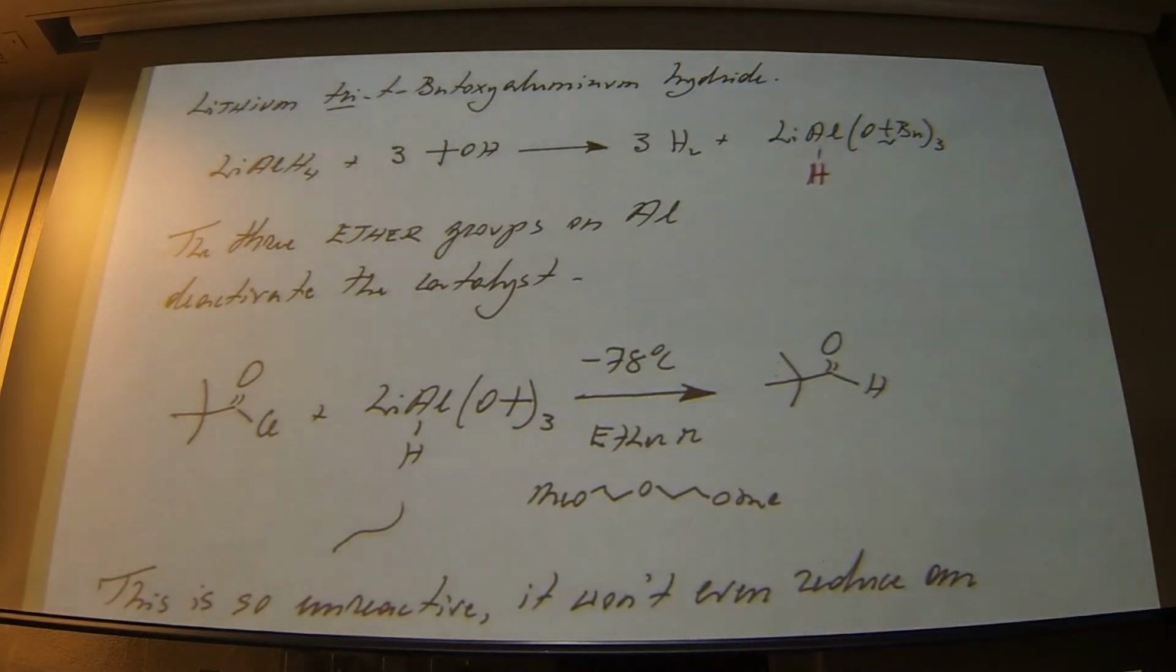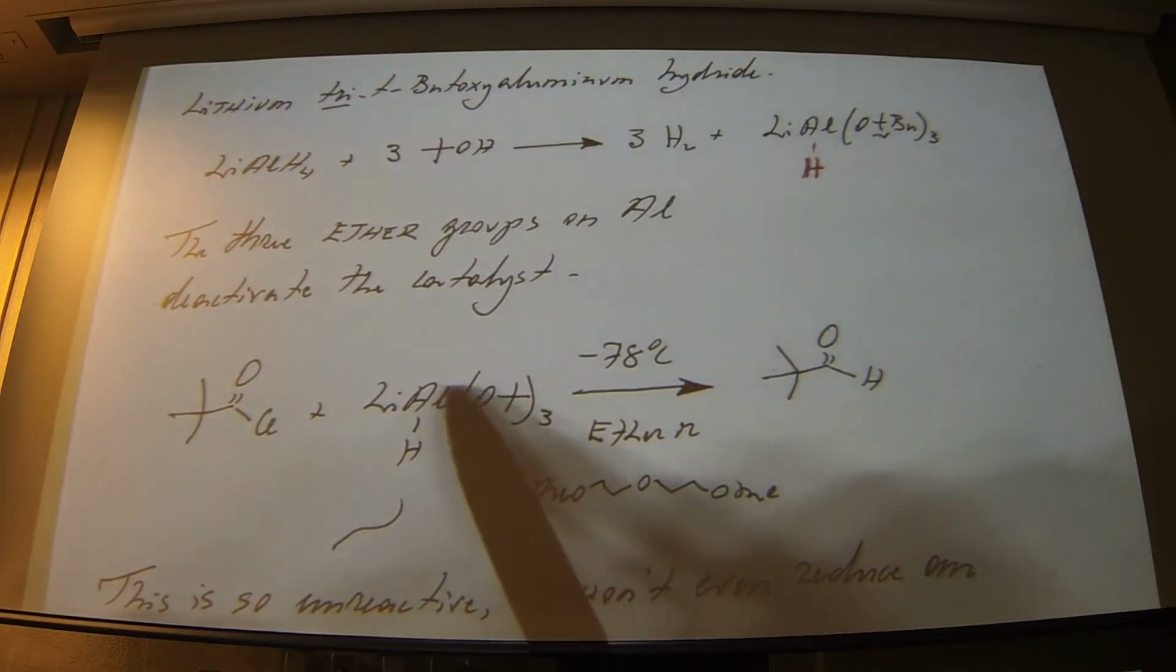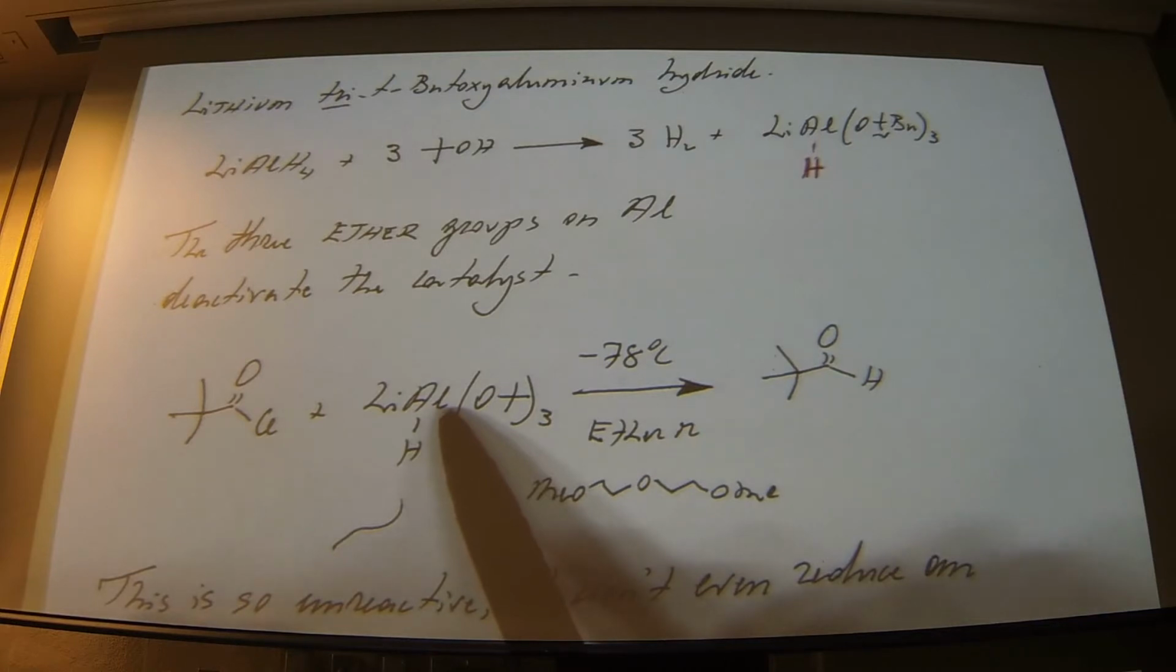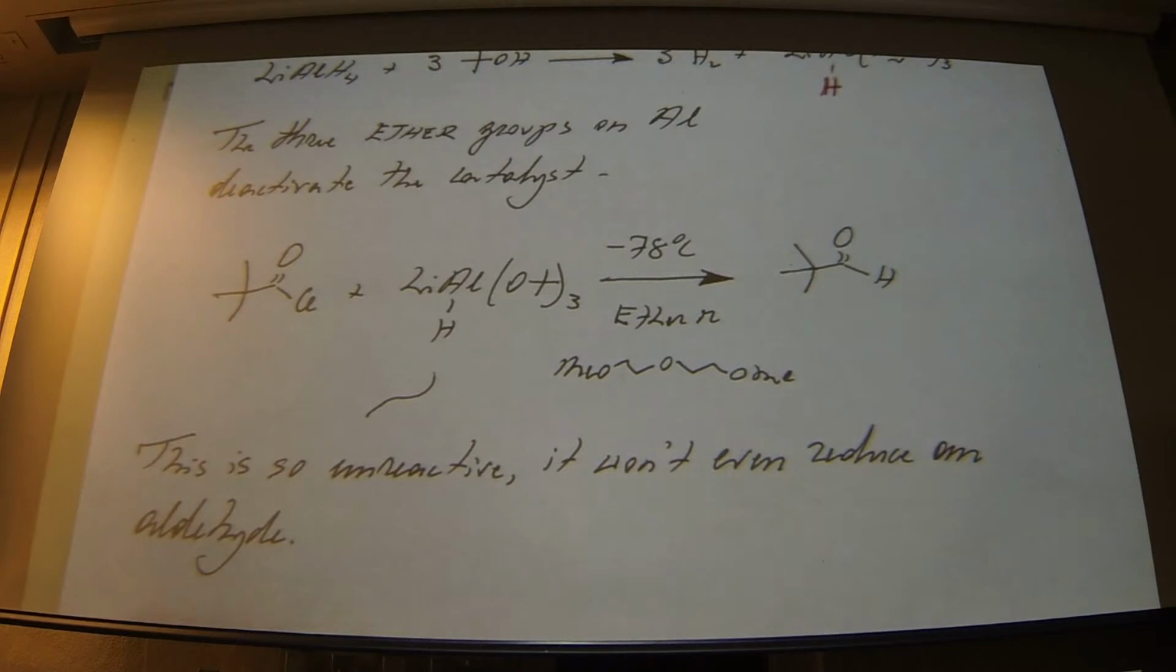Now, this is not lithium aluminum hydride. In fact, it is much less reactive than lithium aluminum hydride. It is much less reactive because these groups are big and bulky, and also because the oxygen inductively removes electron density from the aluminum. So this is so unreactive that it really won't even reduce an aldehyde. But remember that acid chlorides are a lot more reactive than aldehydes, and so it will reduce an acid chloride.